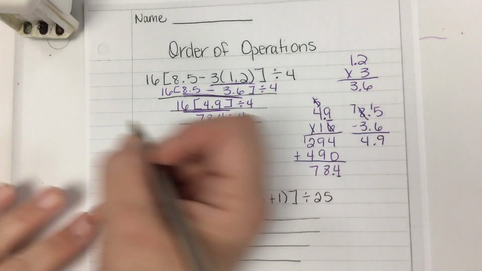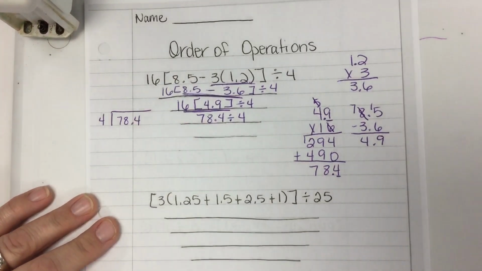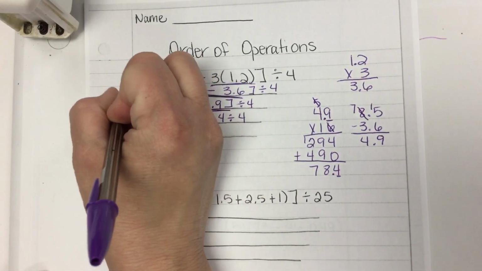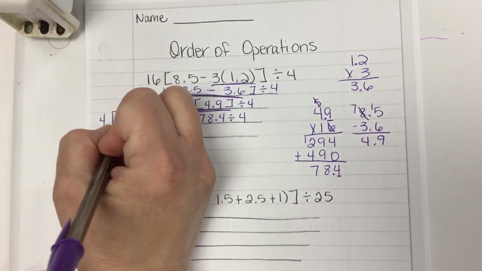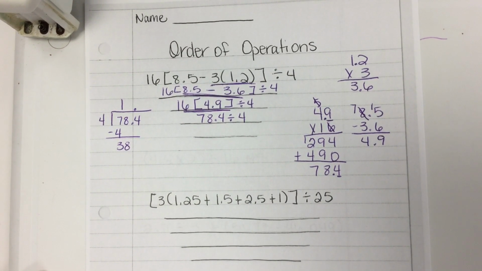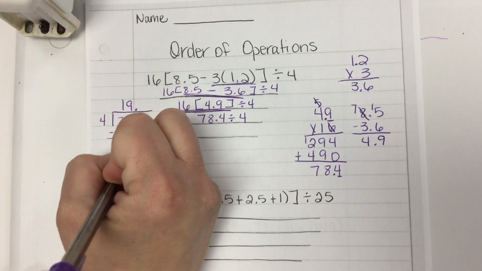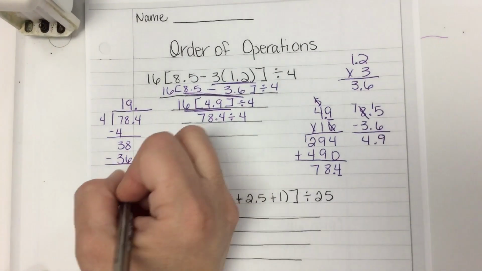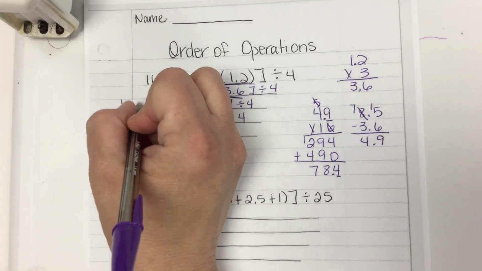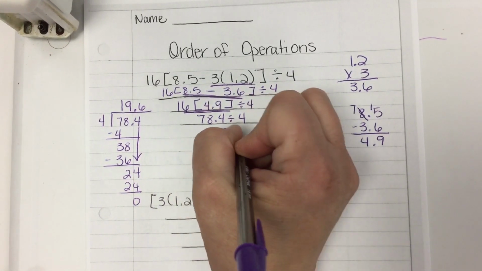Now solve. 78.4 divided by 4. Okay. 4 will go into 7 one time with 3 left over. 4 will go into 38 9 times, which is 9 times 4, which is 36. Subtract, I get 2. Bring down the 4. 4 will go into 24 6 times. So your answer is 19 6/10.